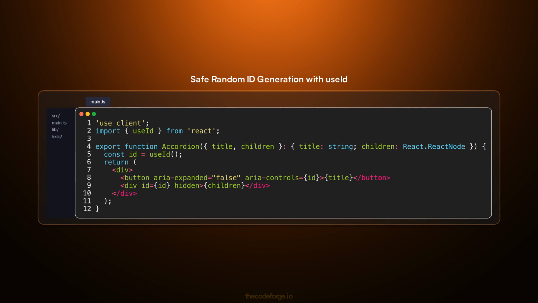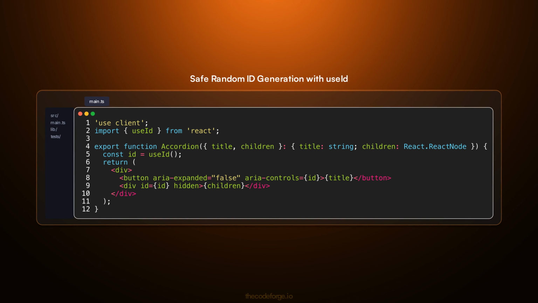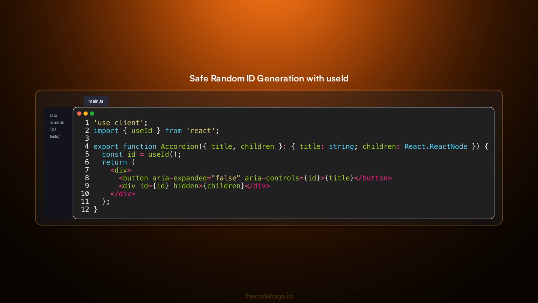The article mentions useId as a deterministic alternative to Math.random for IDs. Here's a concrete example showing how to use useId in a client component to generate stable IDs across server and client renders, avoiding hydration mismatches.